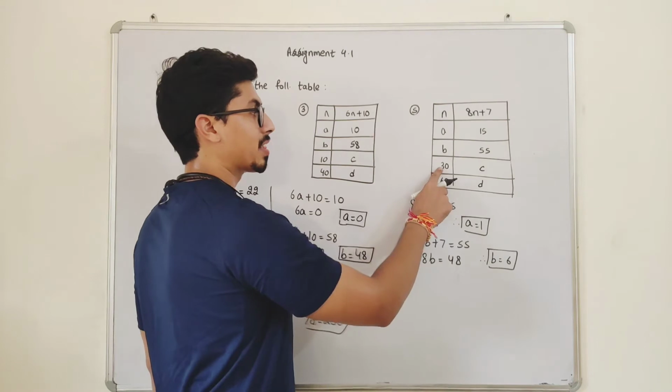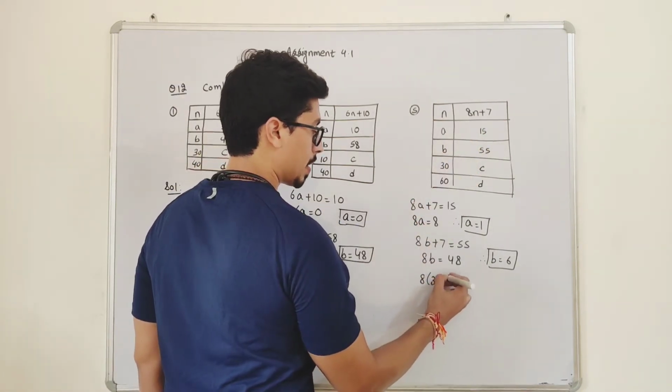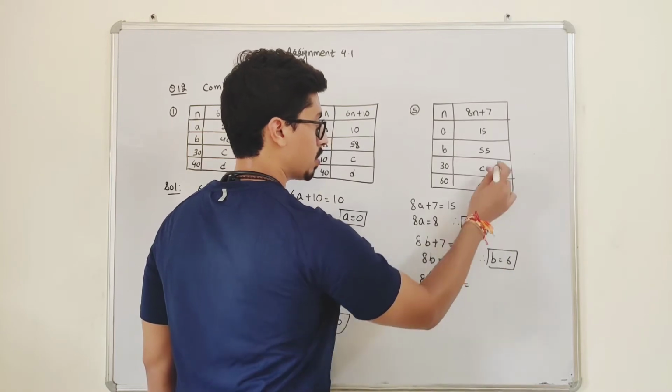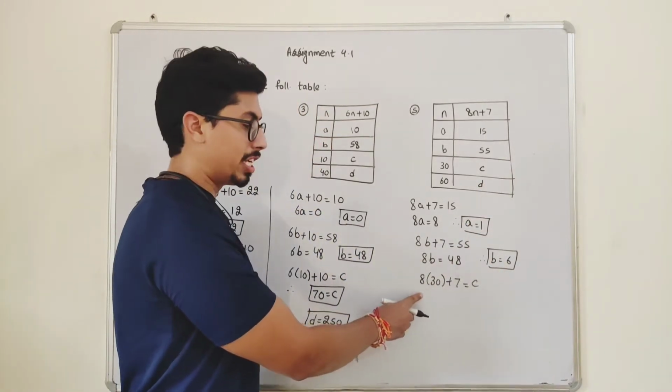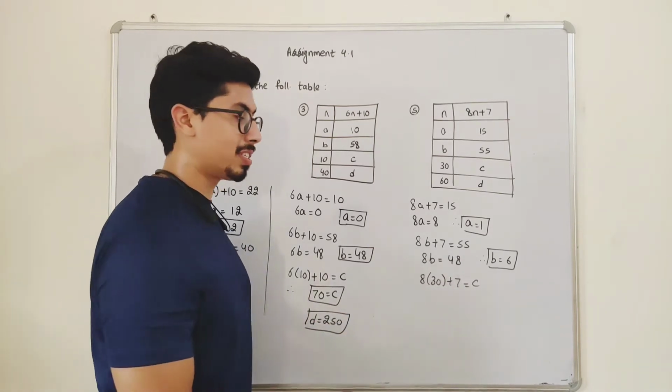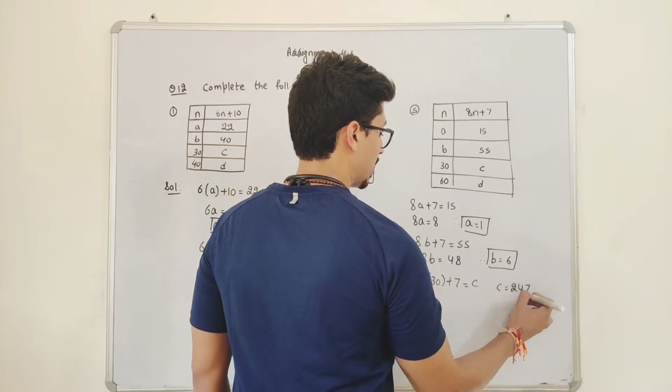Now, if I take 30 in place of n, so 8 into 30 plus 7 is equal to this number, that is c. So 8 threes are 24, that is 240 plus 7, that is 247. Therefore, the value of c is 247.